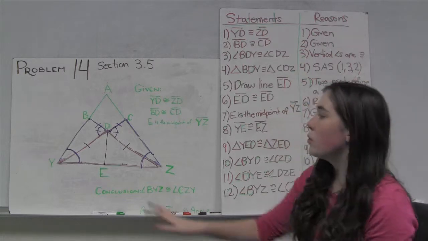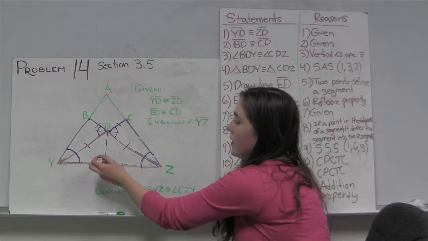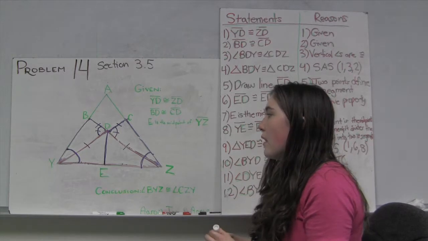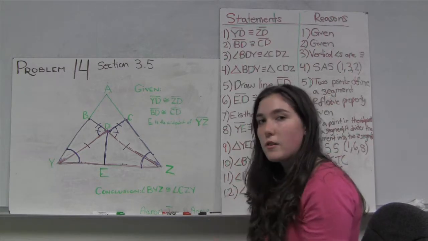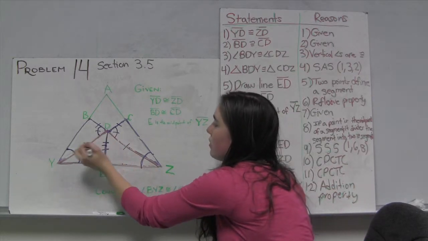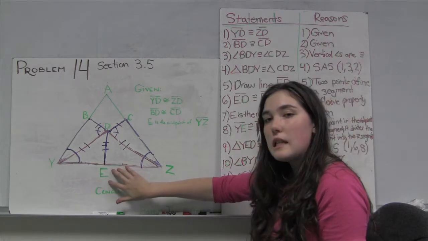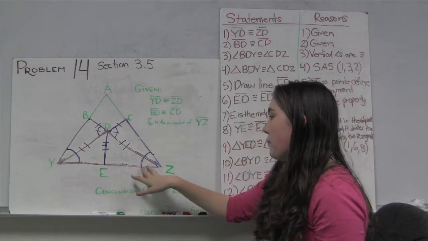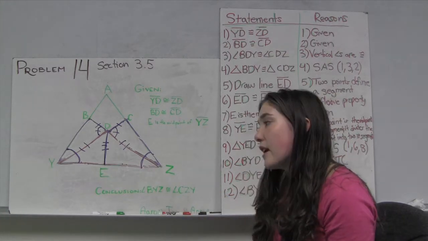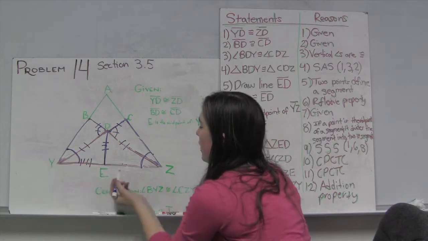And then, for moving on to our second pair of triangles, we can draw auxiliary line ED, because we know that 2 points determine a segment. And then we know that because of the reflexive property, ED is congruent to ED, so that can be one of our sides. And then we know that point E is the midpoint of YZ. And we know that if a point is the midpoint of a segment, it divides the segment into two congruent segments. So we know that YE is congruent to EZ.